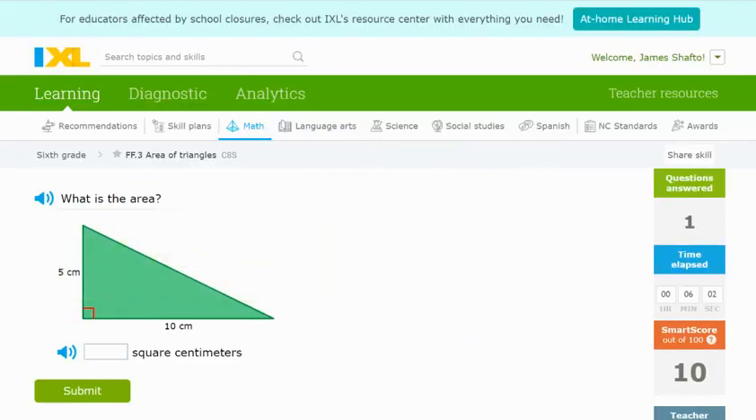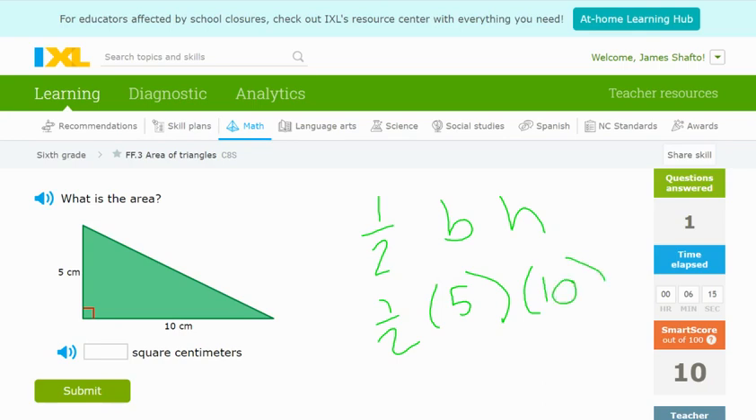The next problem, it says, what is the area? And so we've got 1/2 of the base times the height, which is 1/2 times 5 times 10. I'm going to take half of 10, since that's an even number, and half of 10 is 5. So now I have 5 times 5 is 25 centimeters squared. And it's squared because we're in 2 dimensions and we're calculating area.